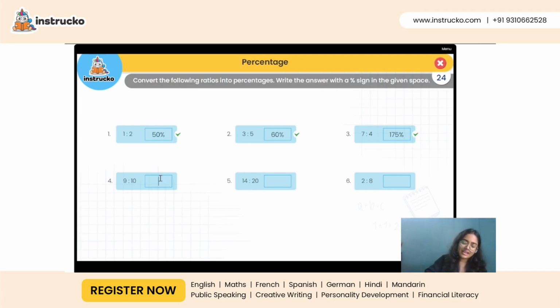Next up, you have 9 by 10. So 9 in the numerator, 10 in the denominator. You multiply the fraction by 100, divide 100 by 10, you get 10. Multiply 10 by 9, you get 90%. Let's check. 90%, and congratulations, that is also your correct answer. Next up, we have 14 ratio 20. You write it in fraction form, 14 in the numerator, 20 in the denominator. Then you multiply the fraction by 100. Divide 100 by 20, you get 5.